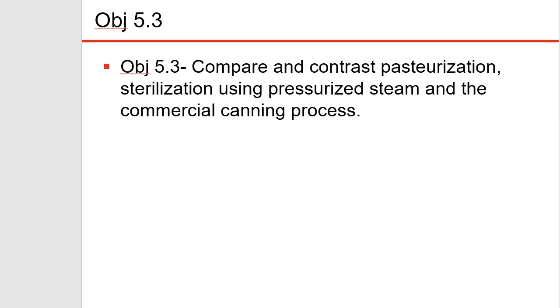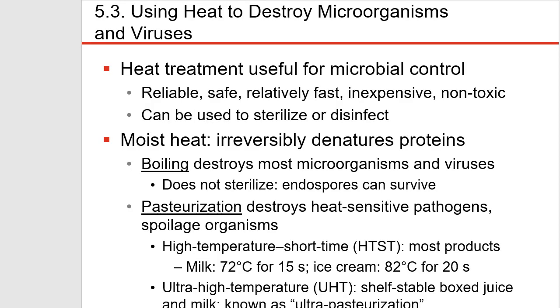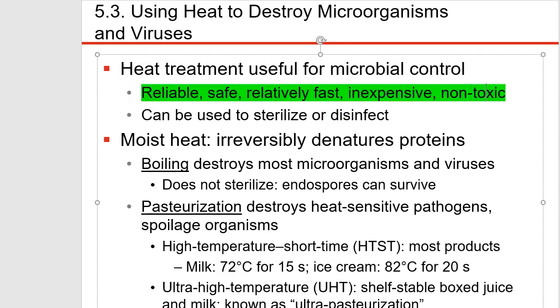So let's look at this. We're trying to compare and contrast pasteurization, sterilization, pressurized steam, and the commercial canning process. So heat treatment is very, very useful for microbial control. We like it because it's reliable, safe, fast, inexpensive, and non-toxic. All of these are wonderful things when we are trying to decide which treatment method is the best and the safest. So it can be used to sterilize or disinfect.